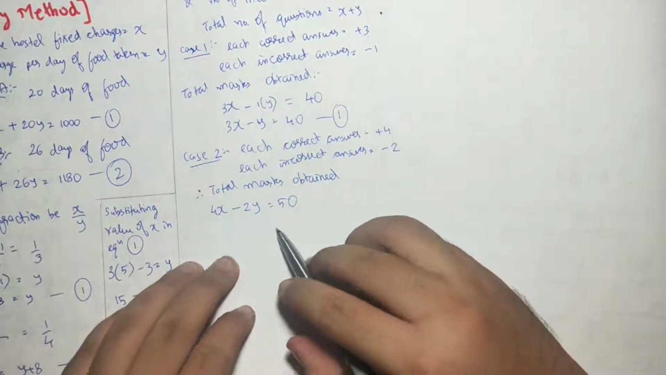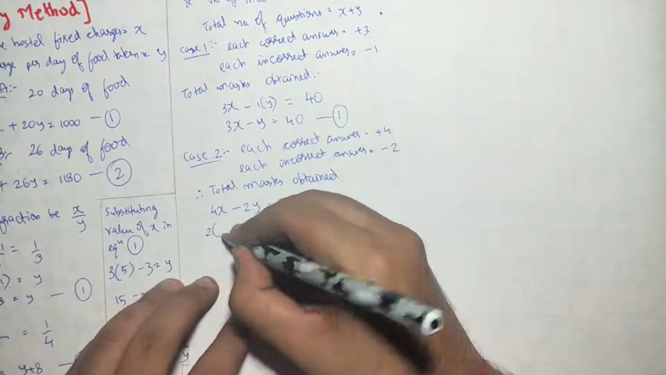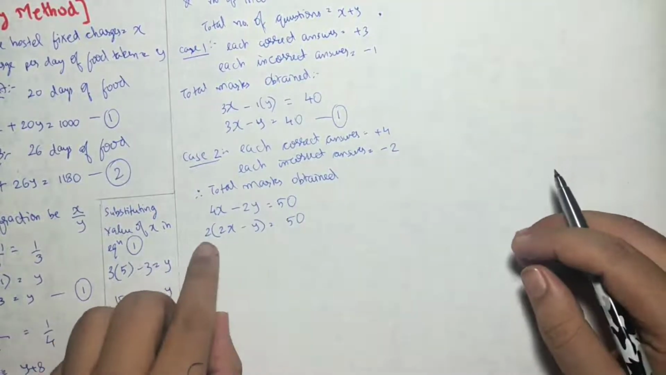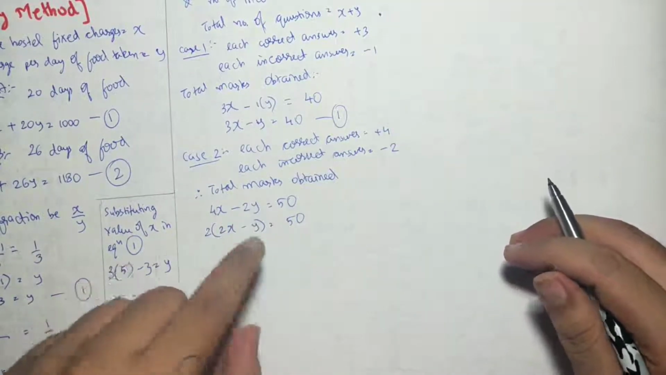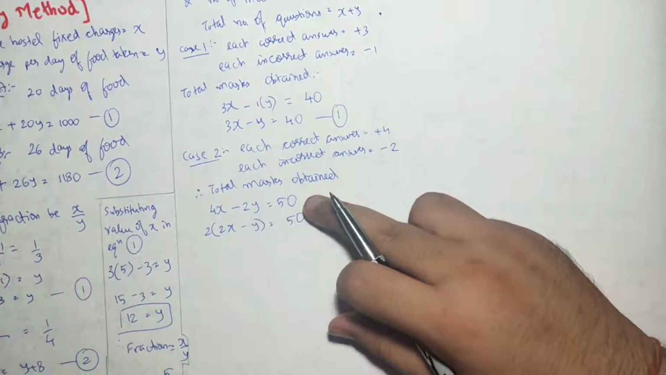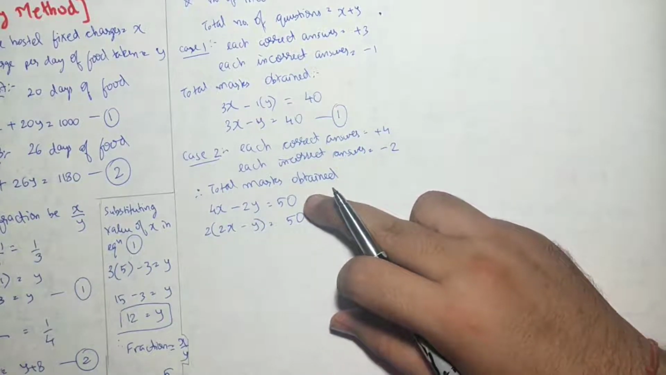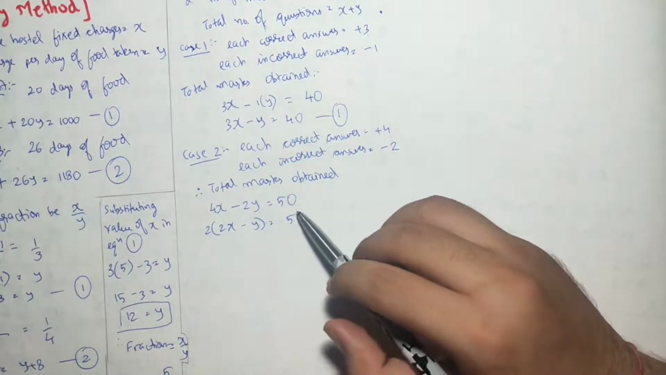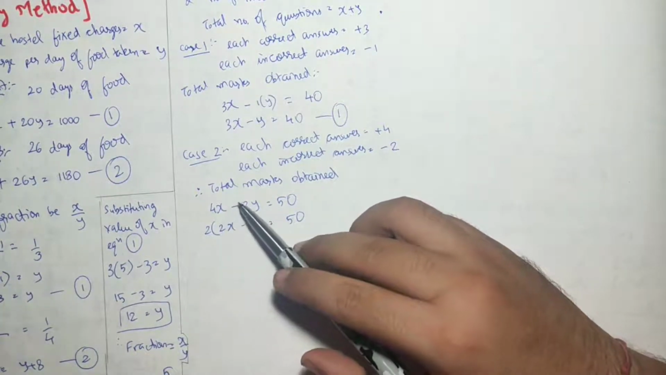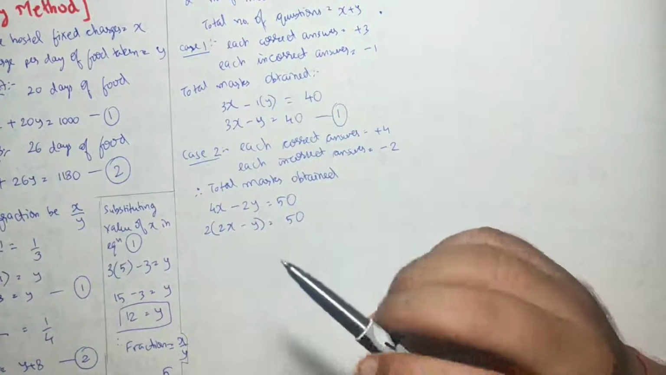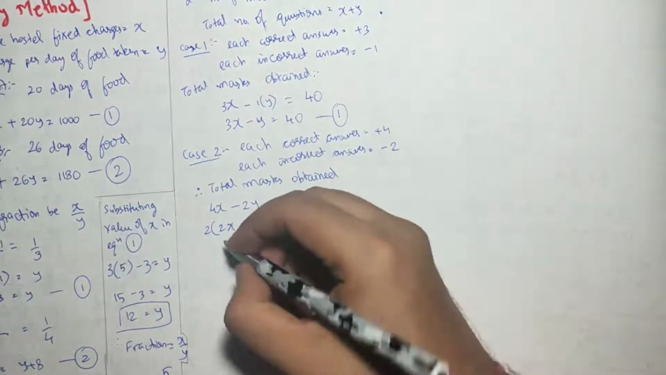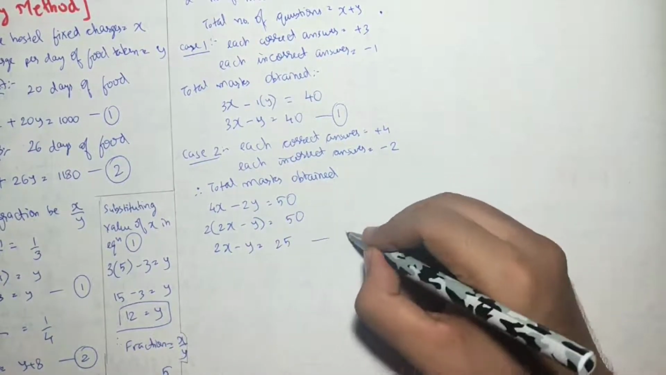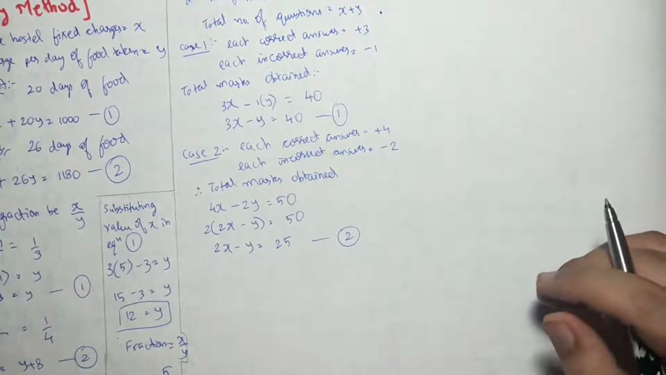As you can see, 2 is common in all of them, so it will cancel out. On the left hand side, taking 2 common, 2x minus y equals 50. If 2 were common on only one side and the right hand side was odd, I would not do it. But in this case, both sides are even numbers, 50 is even and has a common factor of 2, so I will take it common. So 2x minus y equals 25. This is my second equation.